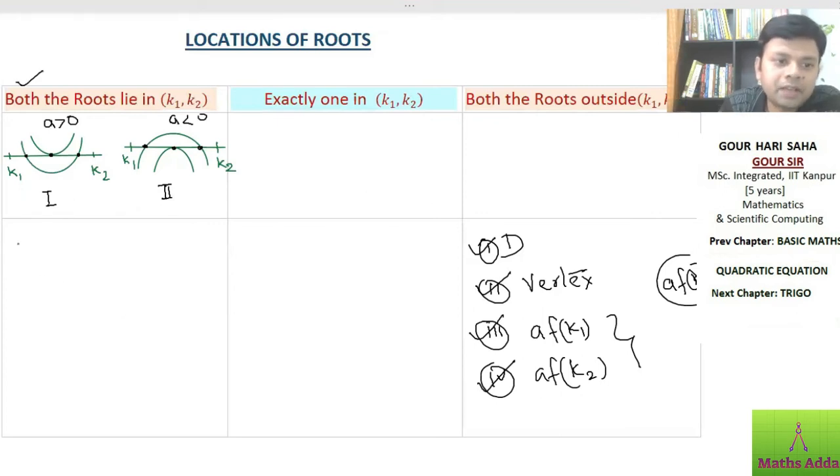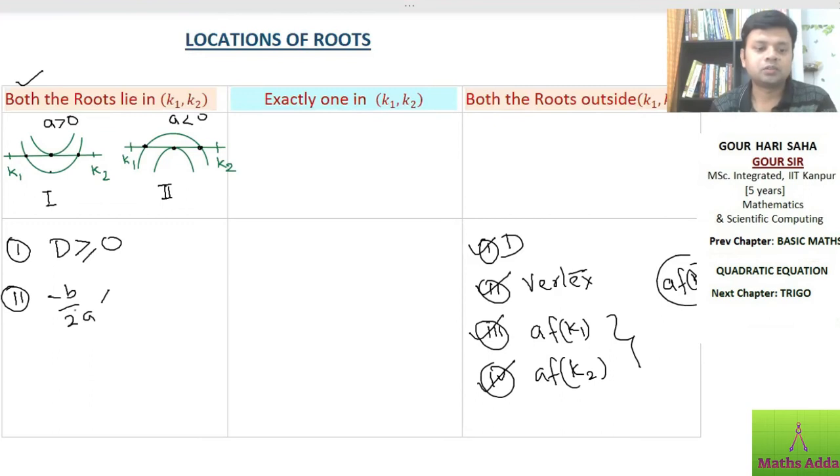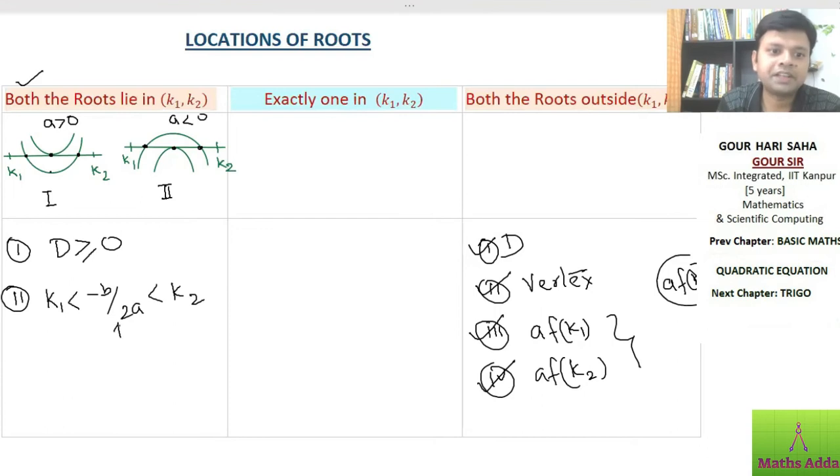So look at the figure and tell me what will be D. See, there can be two distinct roots or the same root, so it will be D greater than or equal to 0. Second one, what can you say about the vertex? I can see the vertex, that is the lowermost point of the graph, right? It lies between K1 and K2. So in all four cases, minus B by 2a, that is the x coordinate of the vertex, should lie between K1 and K2, right? So vertex is between K1 and K2.